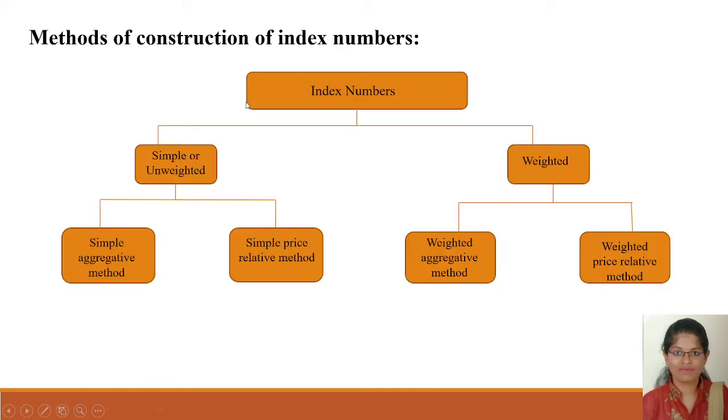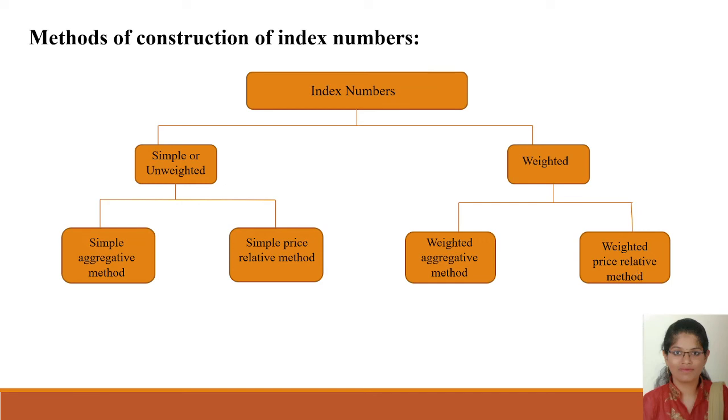Next is methods of construction of index numbers. There are two methods: first is simple or unweighted index number, and second is weighted index number. The first method, simple or unweighted index number, is divided into two types: simple aggregative method and simple price relative method. The second type is weighted index number. It is also divided into two types: first is weighted aggregative method and second is weighted price relative method.